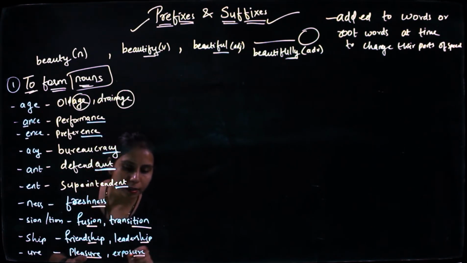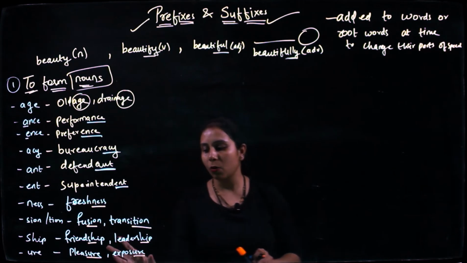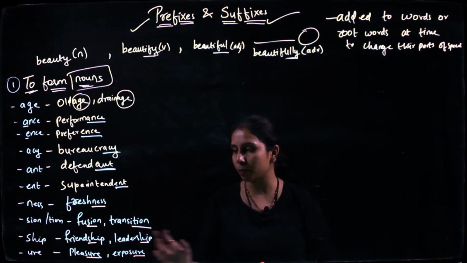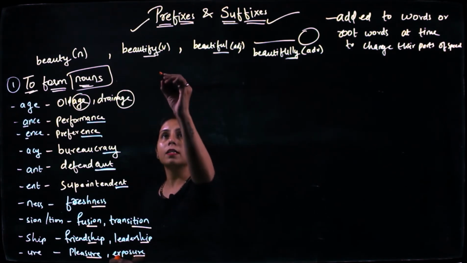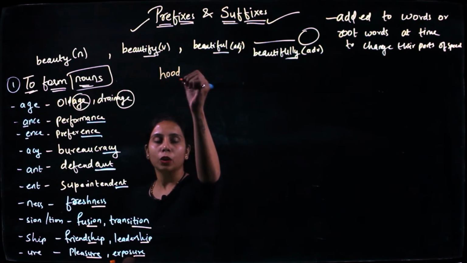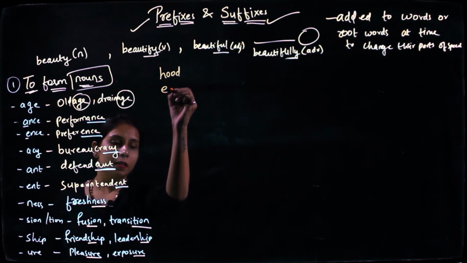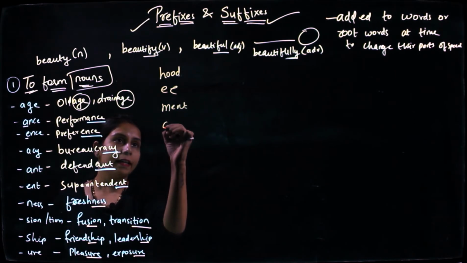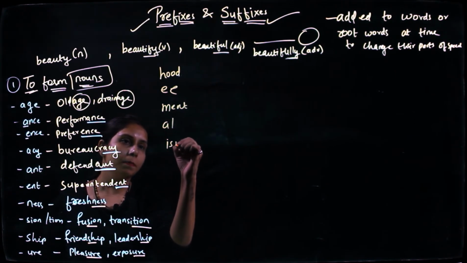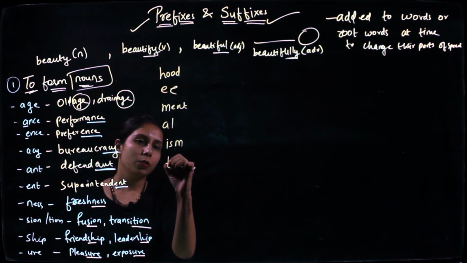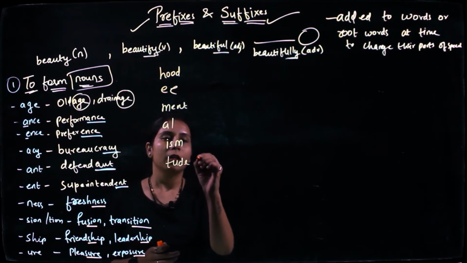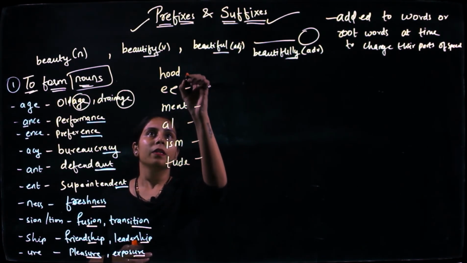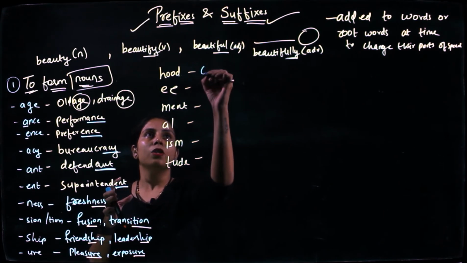So -ure is expose. To make it a noun, I need to add -ure: exposure. All right, there are some more suffixes for making it a noun: -hood, -ee, -ment, -al, -ism, -tude. Okay, so -hood, we say childhood.